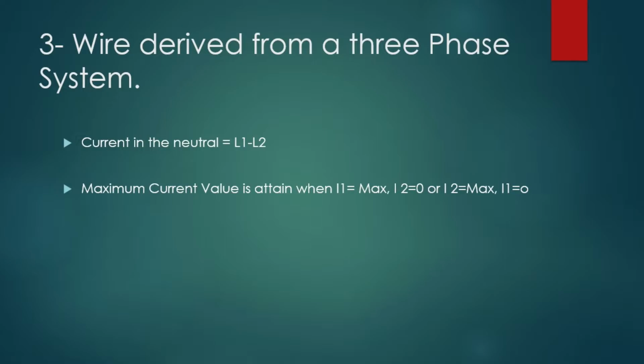So the current that is going to return within the neutral is going to be the difference between L1 and L2. However, at max, where there's a failure on the first phase or the second phase, the current that is going to return is going to be the maximum on either line 1 or line 2. That's why we said the maximum current value is attained when L1 is max and L2 is minimum or 0, or L2 is at max and L1 is at 0. So either one of the lines is being taken out, and the return current going back to neutral will be at max.